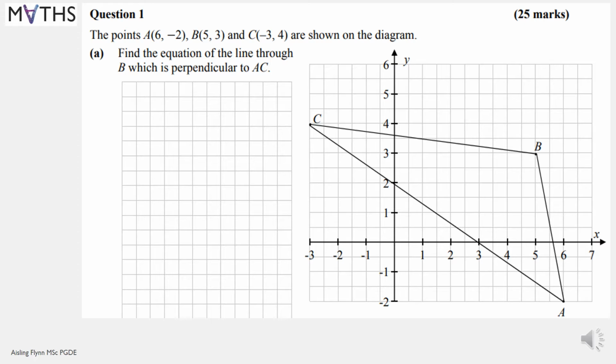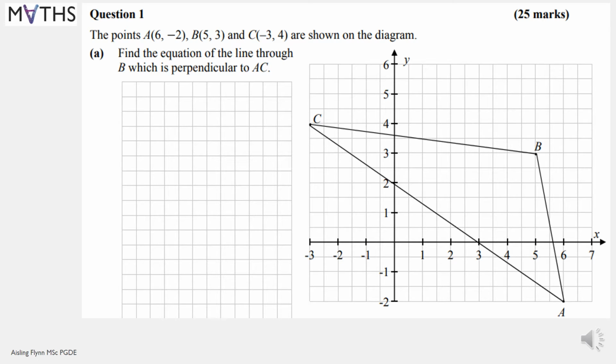The points A, B and C are shown on the diagram and their coordinates are there. Find the equation of the line through B which is perpendicular to AC. Okay, so first let's visualize that. We need a line through point B that is perpendicular to AC.